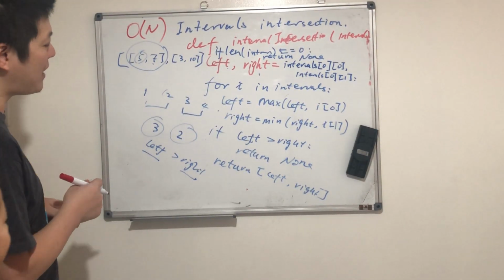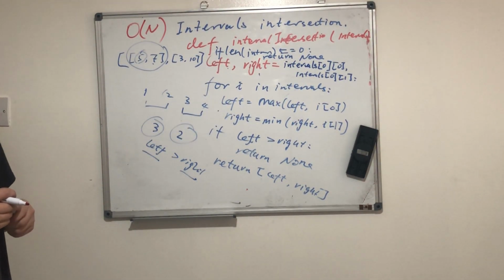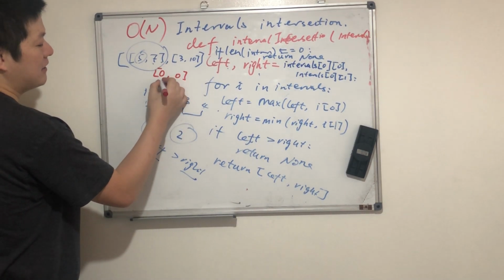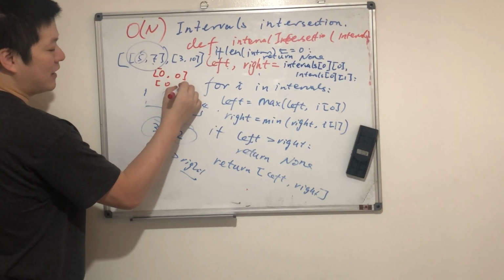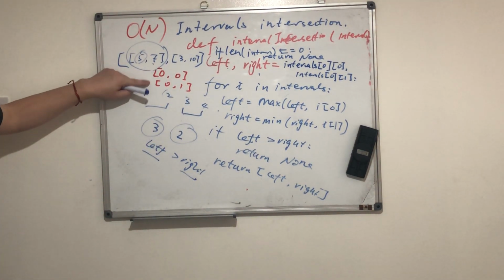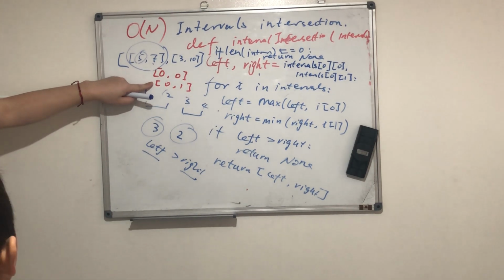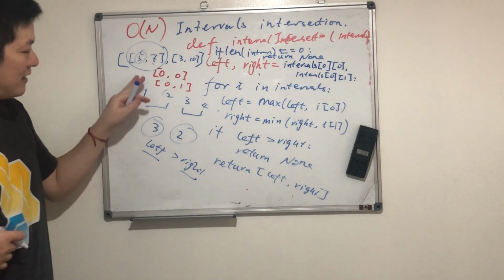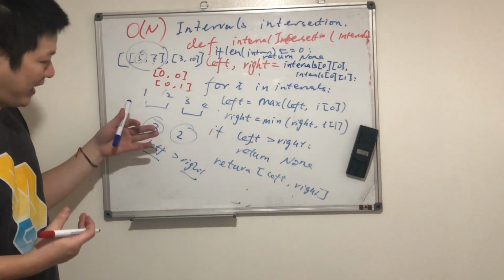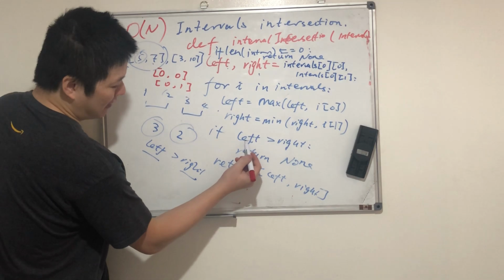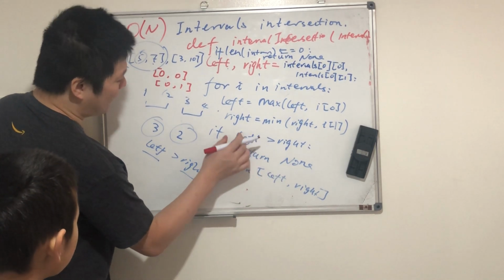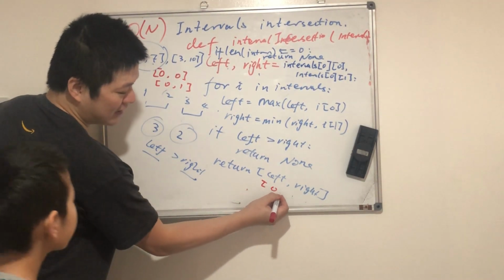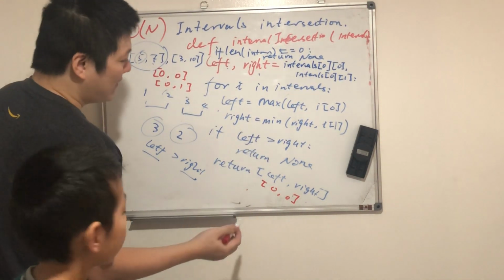Can you tell me, if left and right are equal, is it still an interval? Like if it is 0, 0 and 0, 1, what's the intersection of this? 0, 0. So yes, 0, 0 is still a valid interval. In this case left will be 0 and right will be 0, so we're still retaining 0, 0.